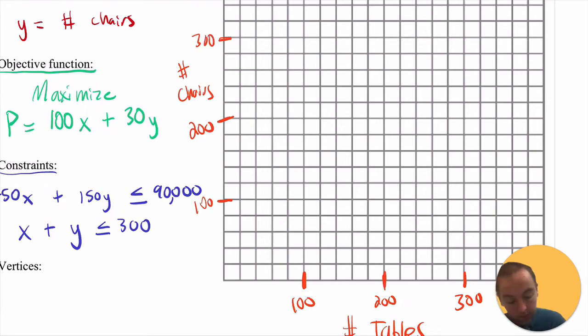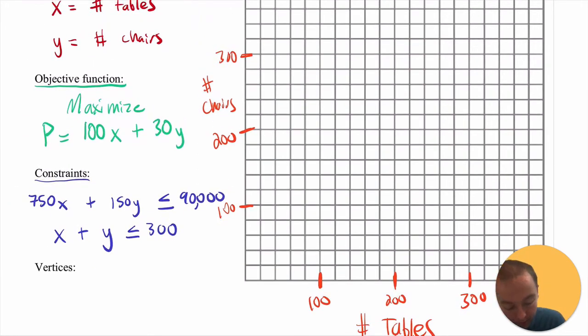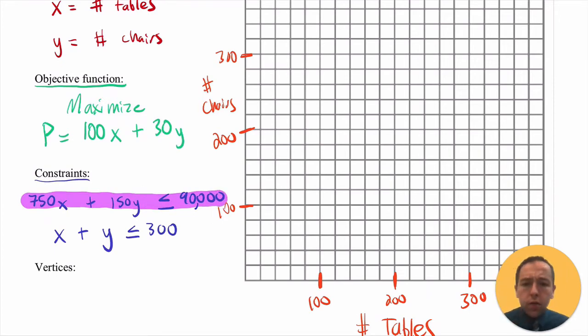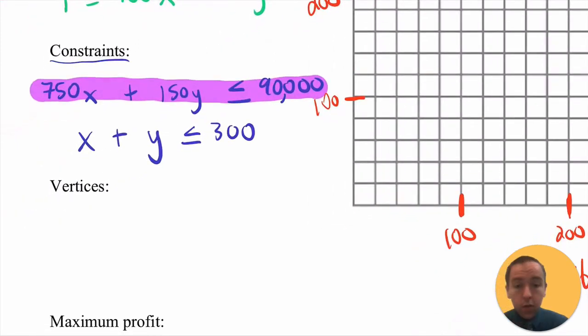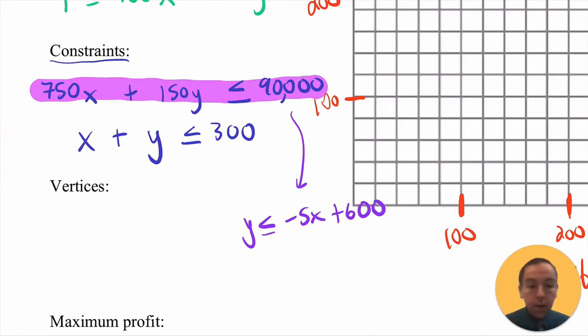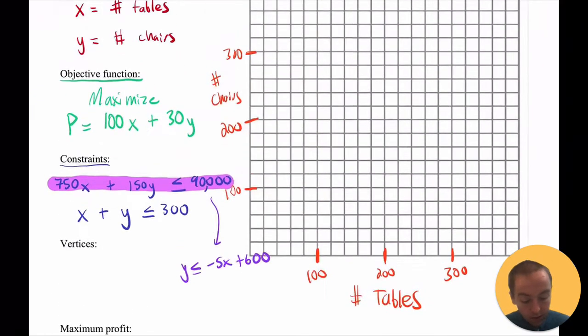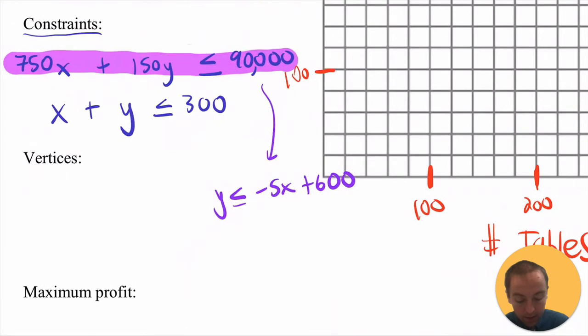Okay, so there's a couple conditions here, so I'll try to use some colors so we can correspond things here. So how about if we try this purple color right here for that first constraint. If I wanted to graph that particular constraint, it's a linear equation, and so it'd be nice if we solved that for y. So if you subtract 750x from both sides of that and you divide by 150, what you're going to get is that y is less than or equal to negative 5x plus 600, which then has a y-intercept at 600, which makes it not so easy to graph on this graph because 600 is a little bit too high for us.